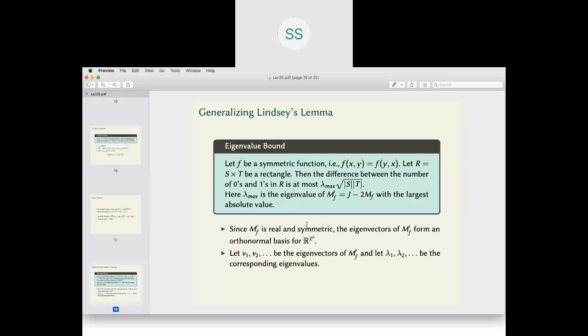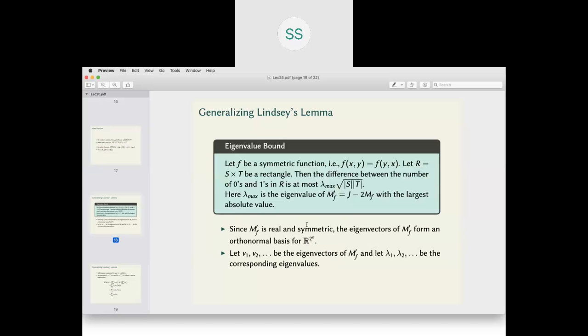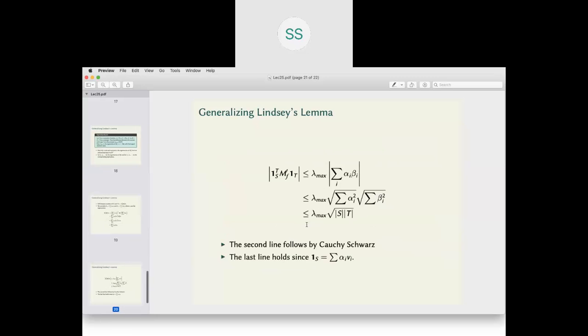We generalized the same thing to any symmetric function. So instead of square root of s times t times 2 power n, we have square root of s times t multiplied by lambda max. So lambda max is outside the square root, which is the eigenvalue with the maximum absolute value of the translated matrix. Again, we need a translated matrix so that we have the nice plus minus 1 property. Again, the proof is very similar, and we also observe that this is a generalization of Lindsay's lemma because lambda max was actually 2 power n by 2 in the case of the Hadamard matrix.